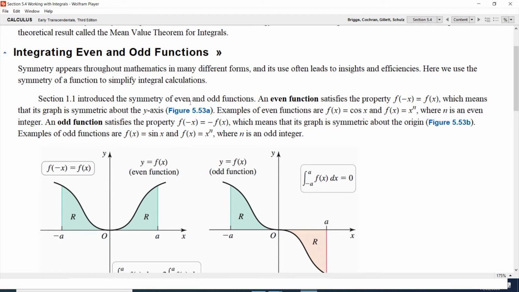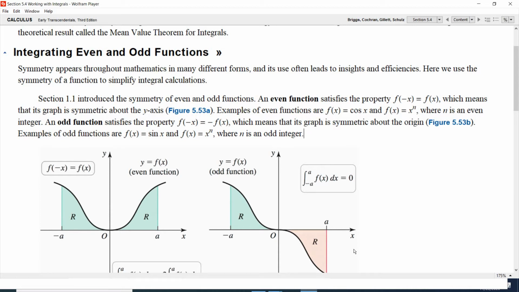Now, an odd function is a function that has the property that f evaluated at negative x is actually the negative of f of x. These kind of functions are symmetric about the origin. So an example of one would be this function here is odd. And notice that it has origin symmetry. Now origin symmetry is really a rotational symmetry of 180 degrees. So if you were to rotate this part of the graph 180 degrees, it would look like this.